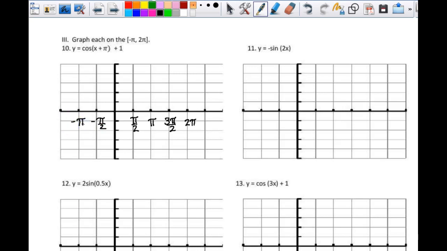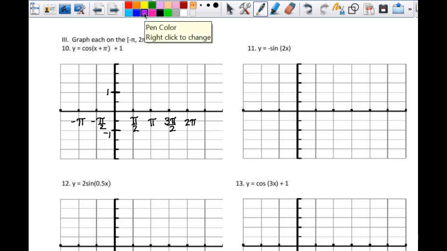Now, the only reason I might want to change my scale on my y-axis is if I'm stretching or shifting so much that it would just go off the grid. But I think I'm good leaving this at 1 and this at negative 1. So you can go about this a couple of different ways.